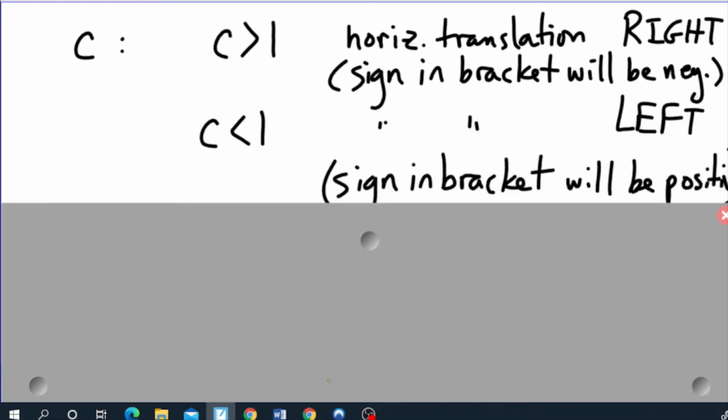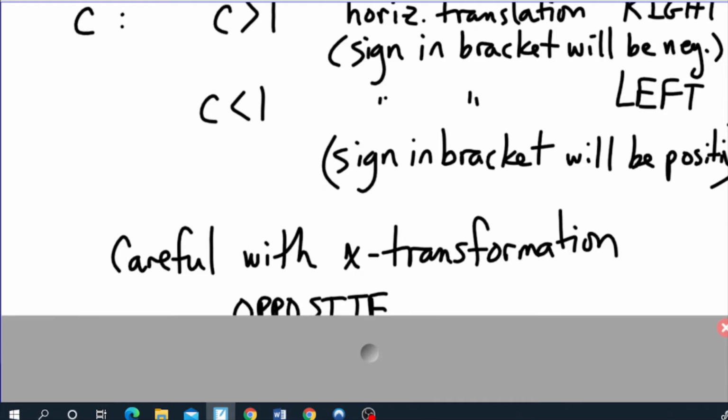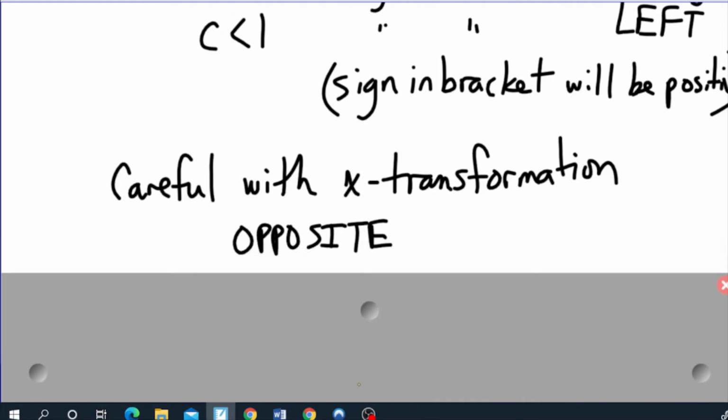And the opposite of that is if c is smaller than 1 or negative, if you put a negative inside that bracket, you'll have a negative negative, which will make it actually positive in the bracket. But because c is technically still negative, it is moving to the left. So anything that's an x transformation, you have to be very careful of because of that. So keep that in mind.